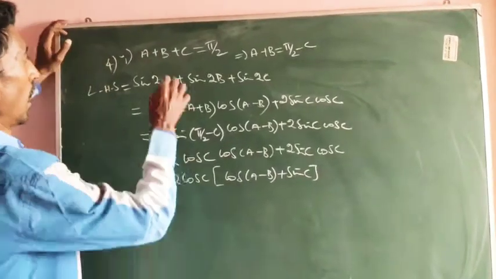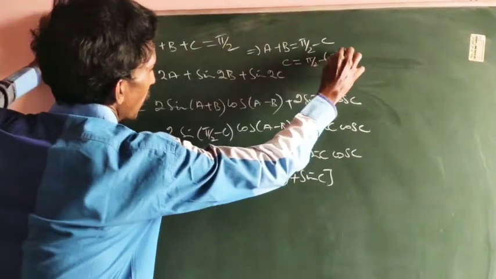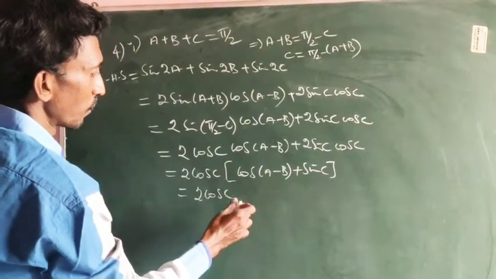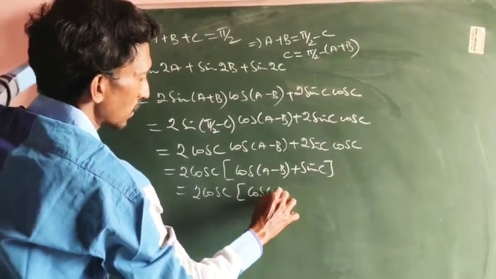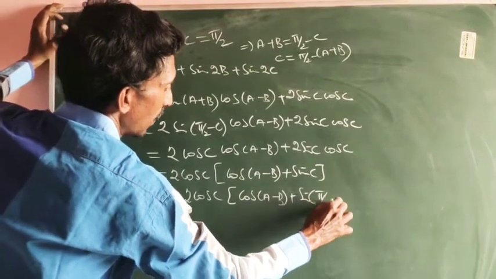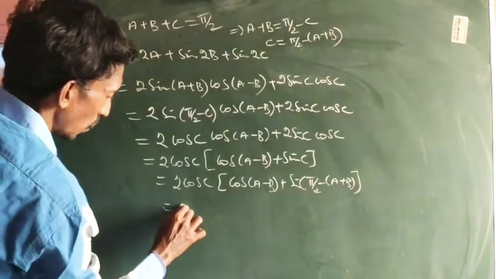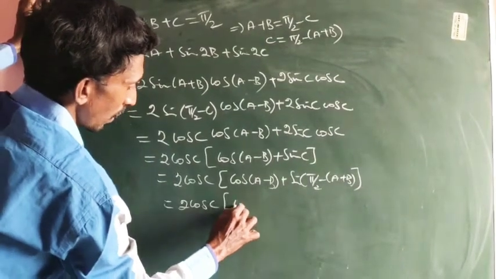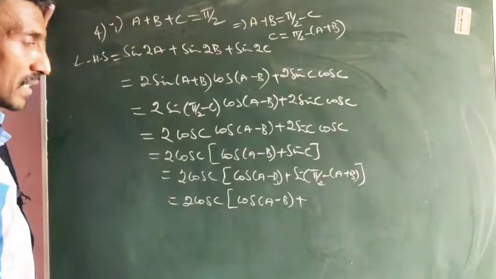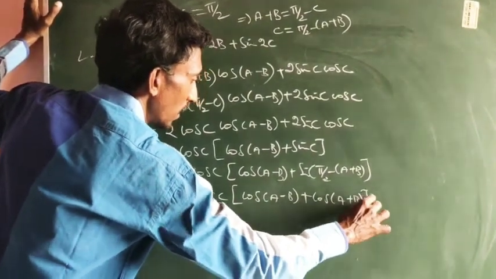Again, c equals 90 minus (a plus b). So 2 cos c into cos(a minus b) can be written as sin(90 minus (a plus b)). Since sin(90 minus theta) is cos theta, we get cos(a plus b).